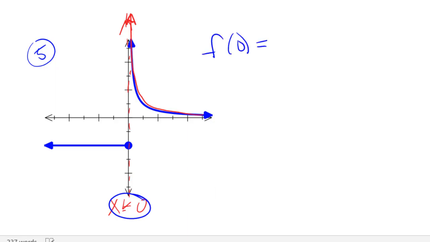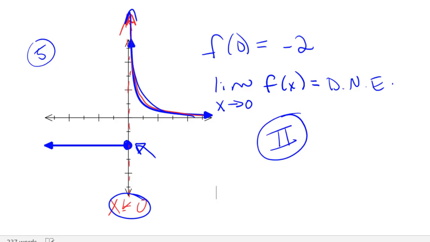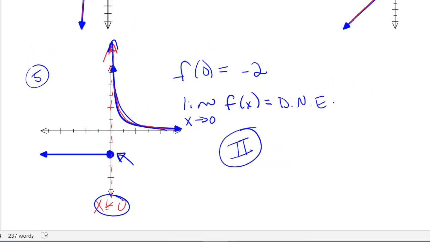Is the function defined at x equals 0? Well, yes it is. It has a big filled point right here, and that looks like at -2. But what about the limit as x approaches 0 of our function? That does not exist. This is going way up here, and that has no limit. So this limit does not exist, and so condition 2 is violated. But what if we don't have a graph and we don't have a graphing calculator? Let's look at some algebraic examples.